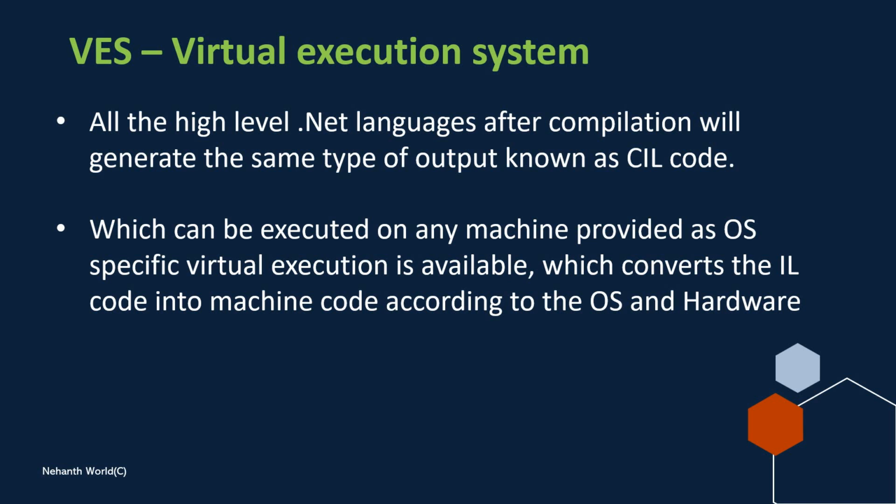The final one, VES, Virtual Execution System, is nothing but CLR. All the high-level .NET languages after compilation generate the same type of output known as IL code. We have already discussed this. It can be executed on any machine provided an OS-specific virtual execution system is available. So if you want to execute IL code on any machine, we need this CLR, nothing but VES. This VES will convert IL code into machine code, then execute it. So the job of VES is to convert IL code to machine code and execute it on that machine.